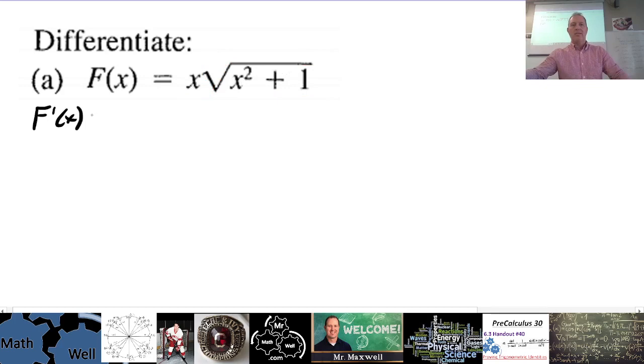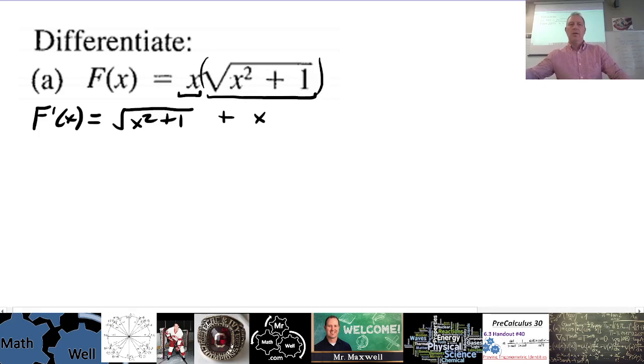Okay, f prime of x is going to be, the product rule has to come first here. So the derivative of the first times the second, plus the first times the derivative of the second. So that's where we have to do the chain rule now. So you might want to rewrite this whole thing as x squared plus 1 to the 1/2. Remember, it's a little bit easier to see how we use the power rule with a fractional exponent as opposed to having the root sign.